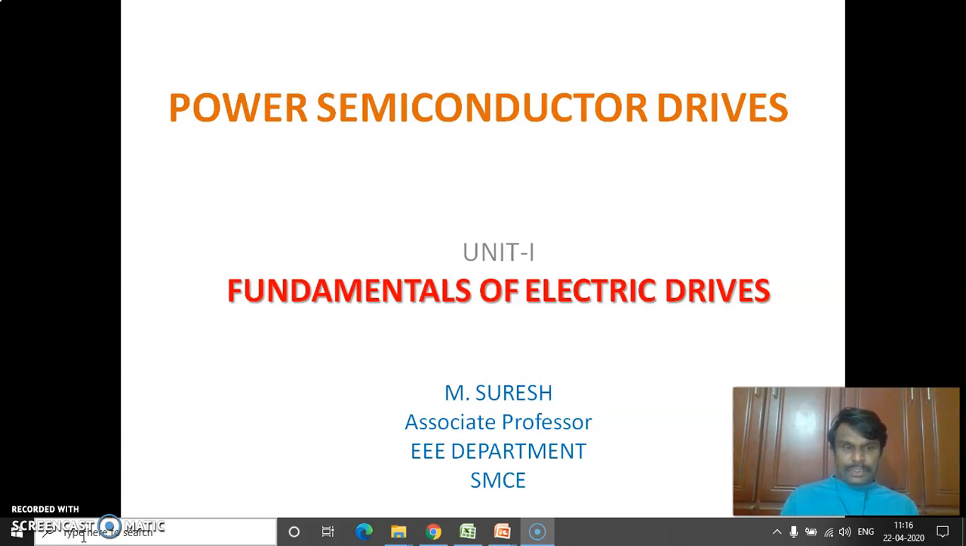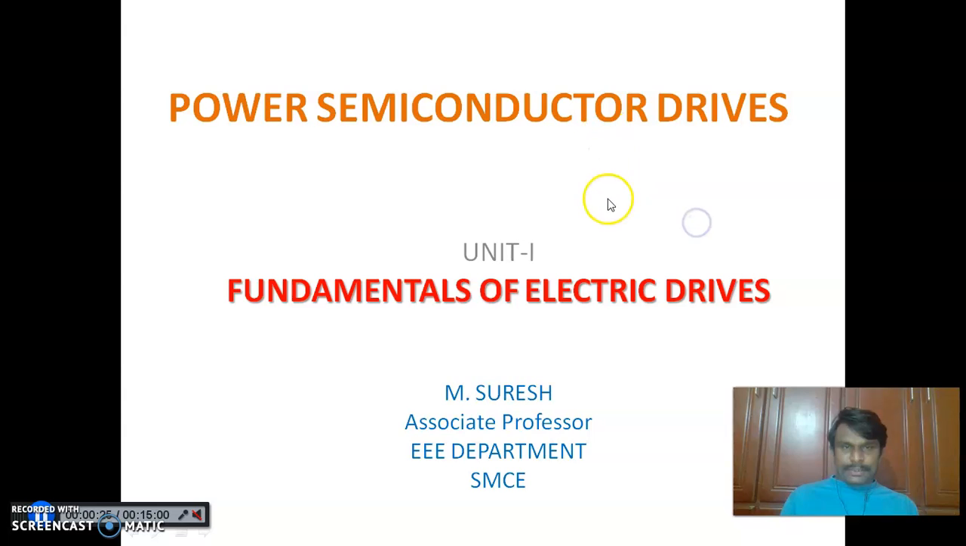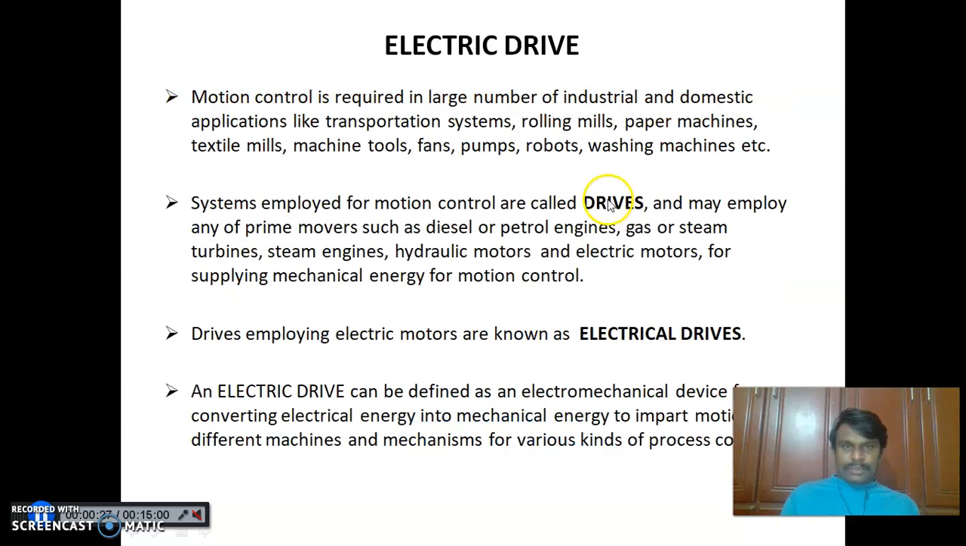Okay. Today we are discussing the lesson on the power semiconductor drives subject. The first unit is the fundamentals of electrical drives. So the fundamentals of electrical drives is nothing but the consideration point of the drive.